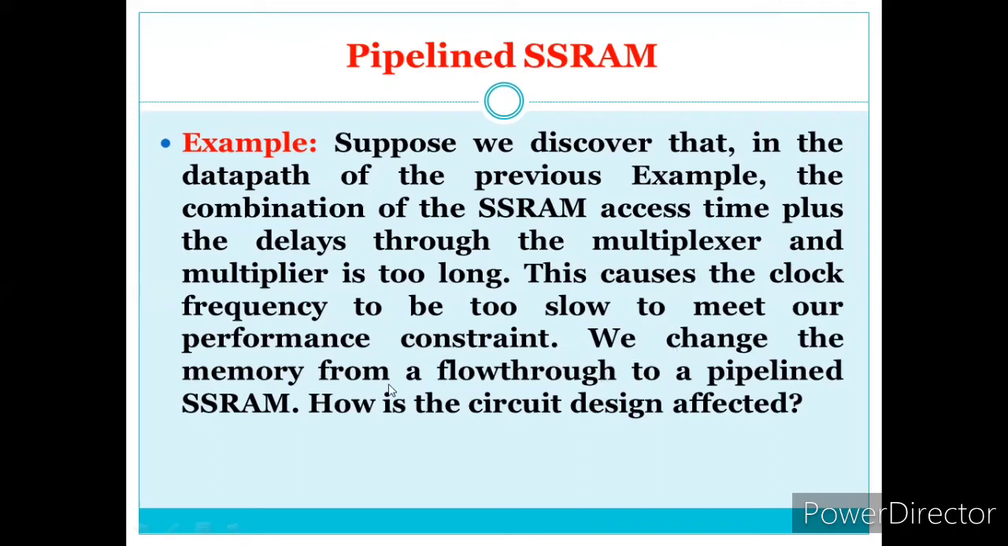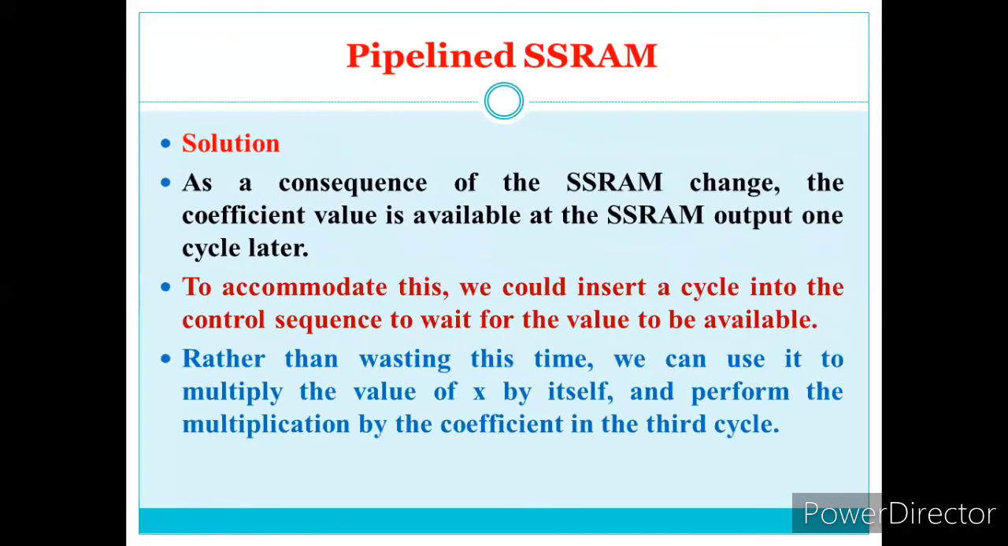So we need to change the memory from flow-through to a pipeline SSRAM. What may be the problem if you are using flow-through, and what is the solution? You have to check it with the help of a pipeline SSRAM. The problem is that reading the data from the SSRAM may take too long compared to reading the data from the flip-flop. If it is too long, it may not meet the given task. So now, to perform the given task Y = Ci × X², we are just modifying the same circuit a little bit. We'll check that out.